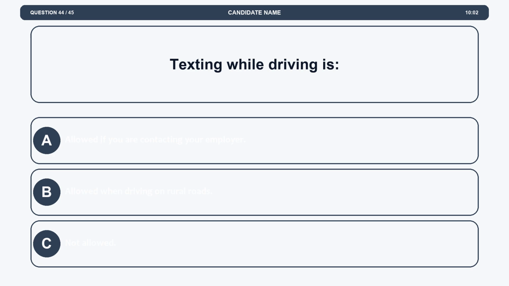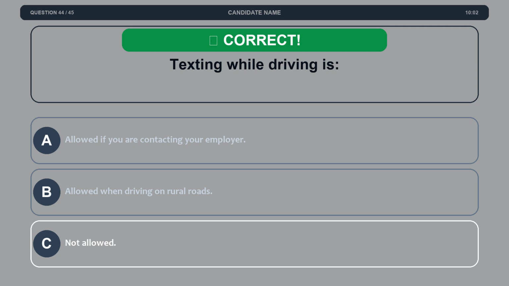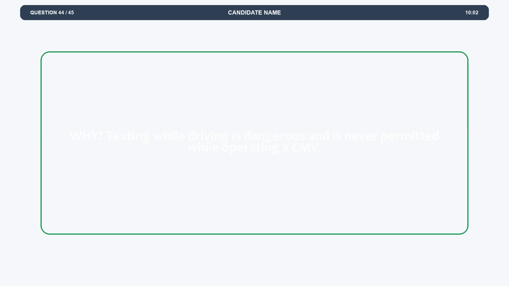Question 44. Texting while driving is: Option A. Allowed if you are contacting your employer. Option B. Allowed when driving on rural roads. Option C. Not allowed. The correct answer is option C. Not allowed. Explanation. Texting while driving is dangerous and is never permitted while operating a CMV.